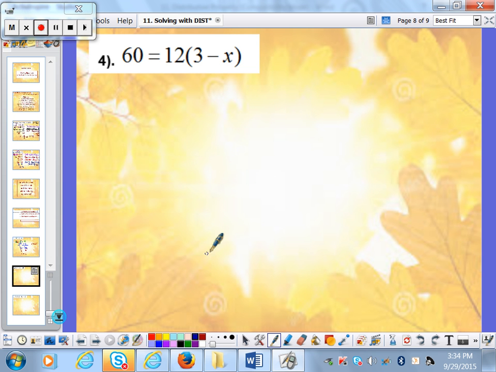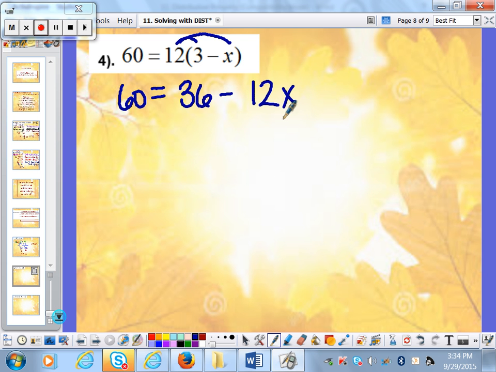Number 4. I see that I can distribute the 12 on the right-hand side. I'm going to distribute it. I get 36 minus 12x. I don't see any like terms on the same side, so I can't do step 2 from my notes. And then I will begin isolating the variable. In this example, I'm going to subtract 36 to get it to go away. Since 36 is positive here, minusing 36 will give me 0.